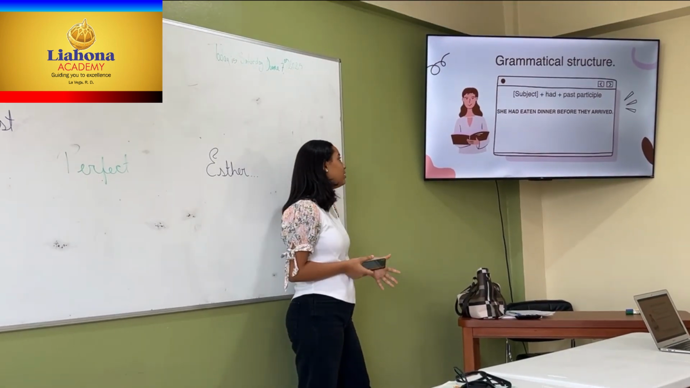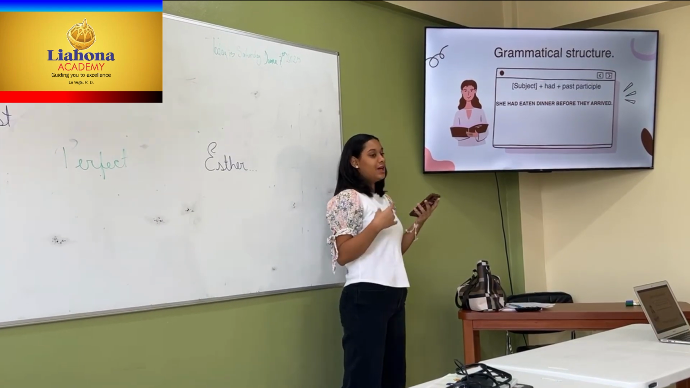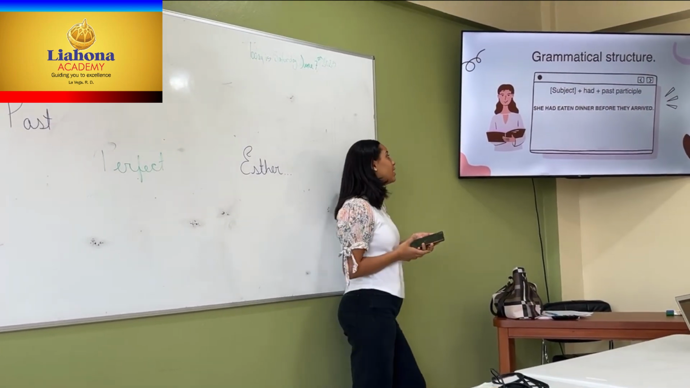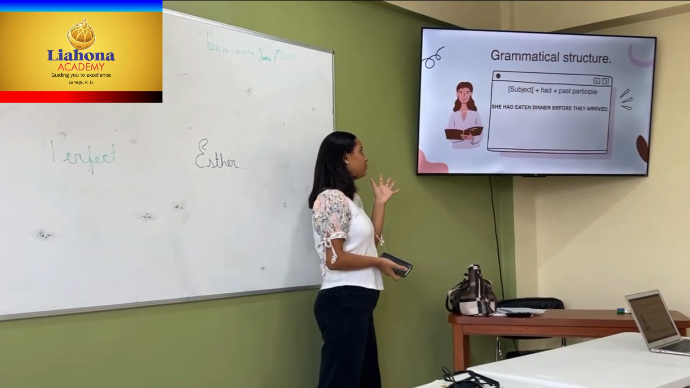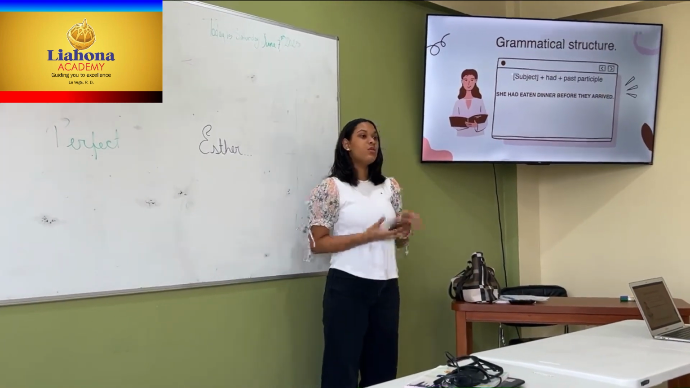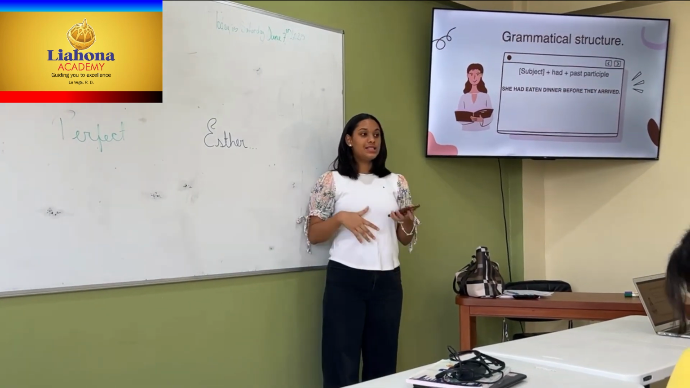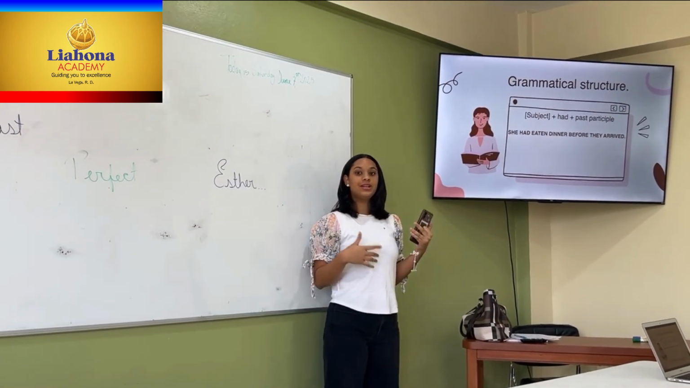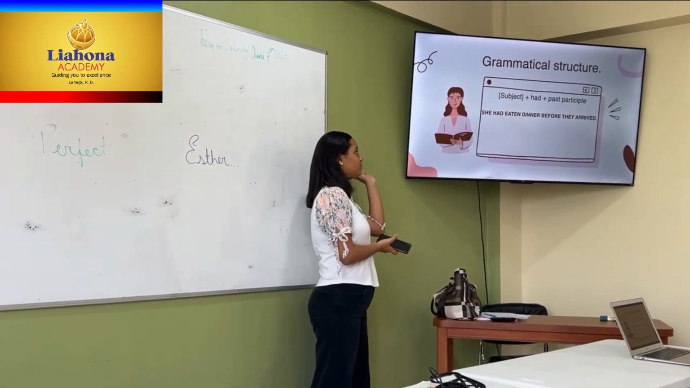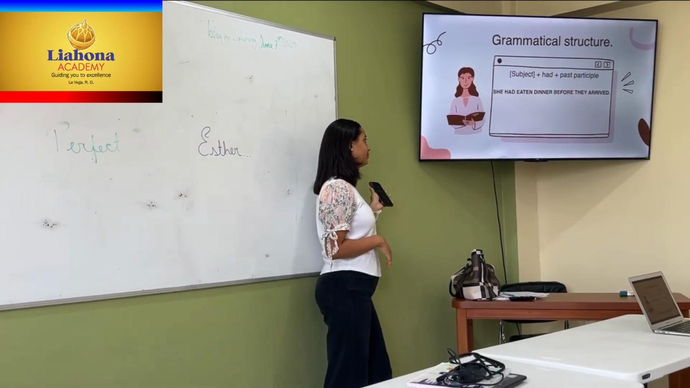For the grammatical structure, first we put the subject, and then we put had. Had in this case is an auxiliary, it's not the main verb. It doesn't matter if we are talking in third person, we always put had. And then we put the verb in past participle.